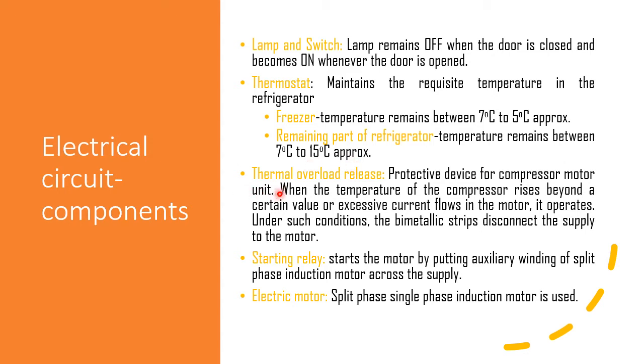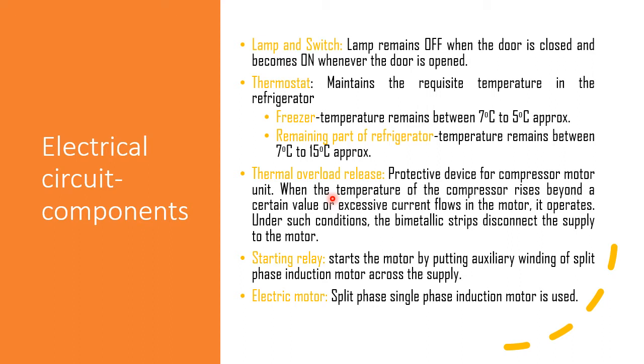And the next part is thermal overload release. This thermal overload release is used to protect the compressor motor unit. The compressor is used to compress the refrigerant vapor. We have seen all these things in the last video. So, this compressor increases the temperature and pressure. So, the output of the compressor is high pressure and high temperature.